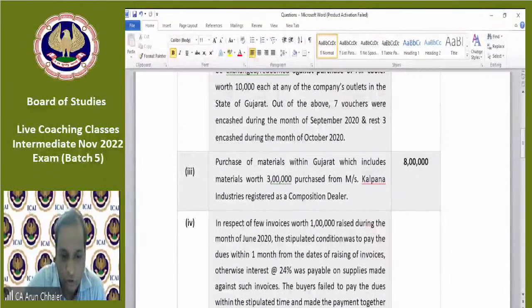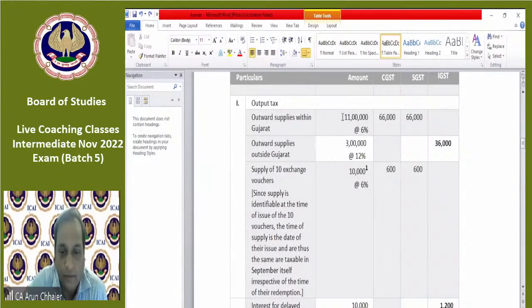Let me show you the solution also. Give me 1 minute. Outward supplies are 11 lakh. Tax rate is 12%, 6% CGST and 6% SGST, which is 66,000.